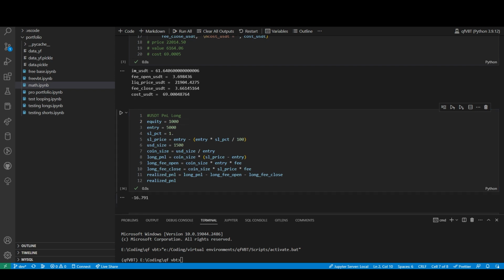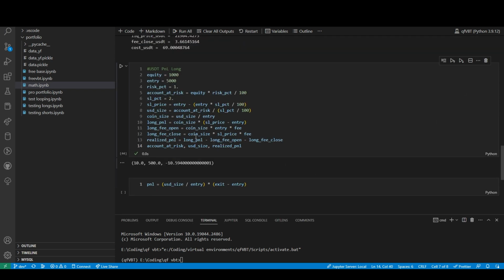How do I do this? Okay, so what we have here now is a situation where I'm saying that I want to risk 1% of my account, and I want a 2% stop loss, and I want to lose $10 at that 2%. So 1% of 1,000 is 10, so my account at risk is 10. That means if I get stopped out at 2%, I would have to have a position size of 500 to lose $10.